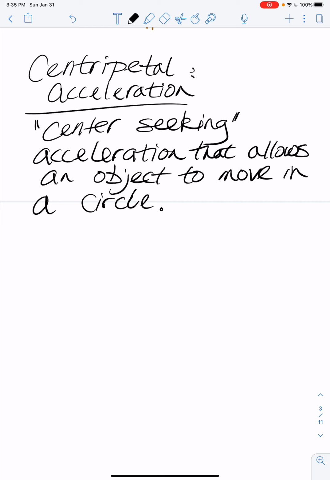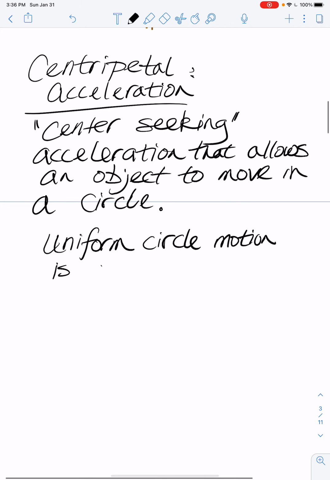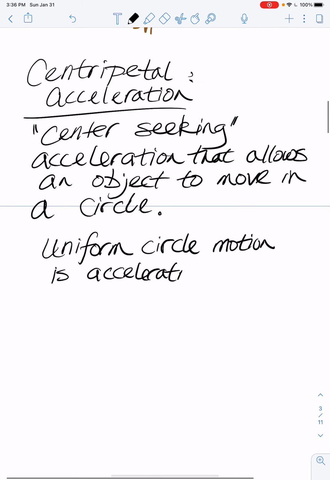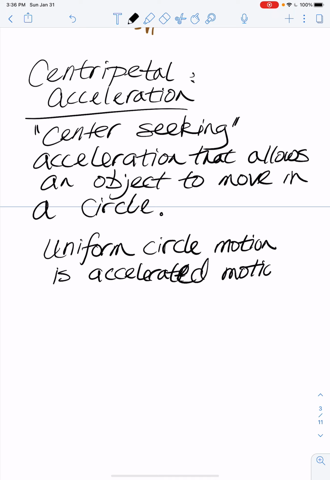So an interesting question here is, how is this acceleration, right? What we're saying is uniform, because the car could be speeding up, right? The car could be going in a circle and accelerating. That's definitely possible. But what we're saying is the car is not doing that. The car is in uniform circular motion. And we're saying that this is accelerated motion. Let me highlight that. So uniform circular motion is accelerated motion.